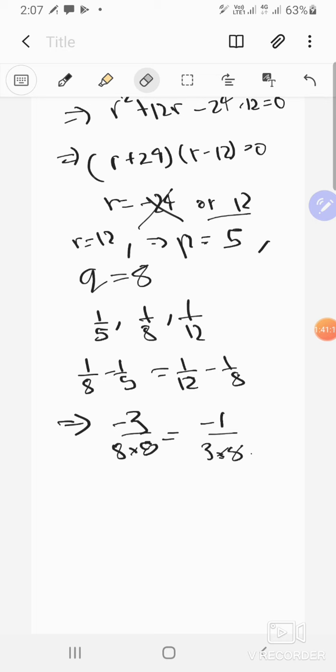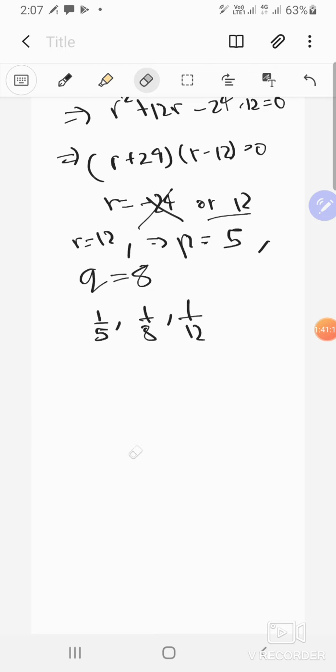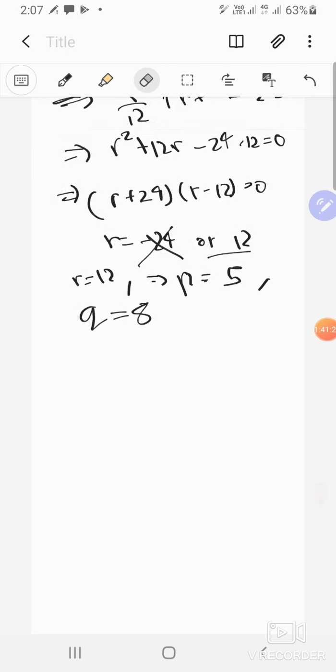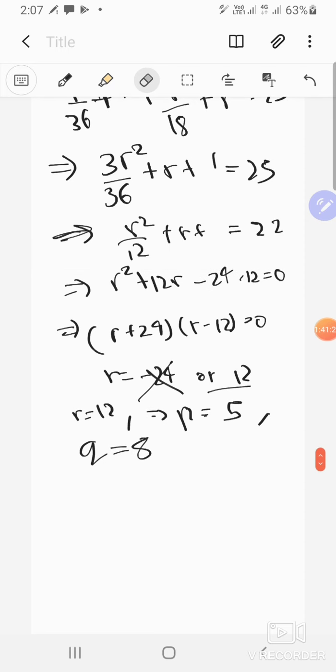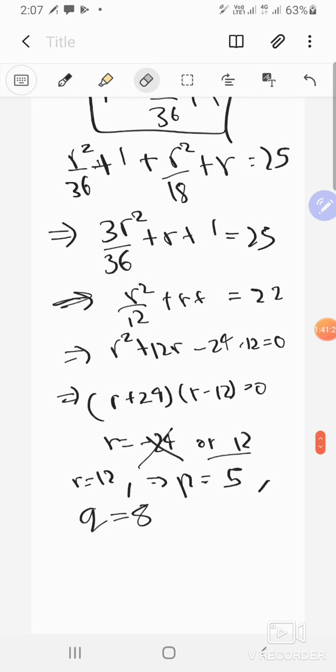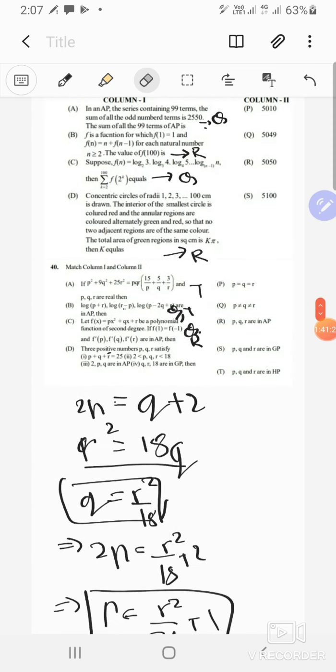These are not in HP as well. So fine, I don't know why it is going downhill all of a sudden. Yeah, that should be it. So no problem, right? Okay, then that is it. P is not equal to Q is not equal to R. That is the only thing which we are getting for this D option.